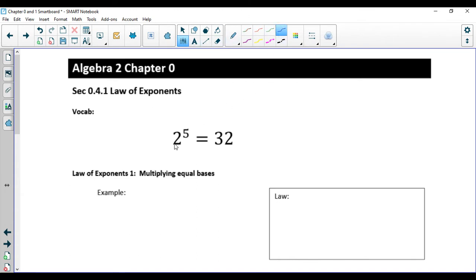So if I have 2 to the 5th equals 32, 2 is what we call the base. The base is what's always raised to the exponent. And the 5 in this case is the exponent. And then we call 32 the value.